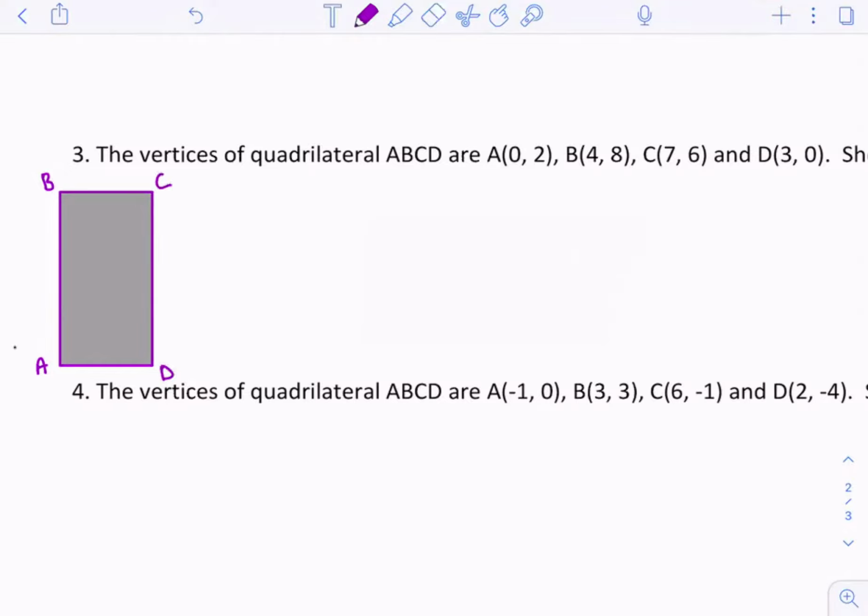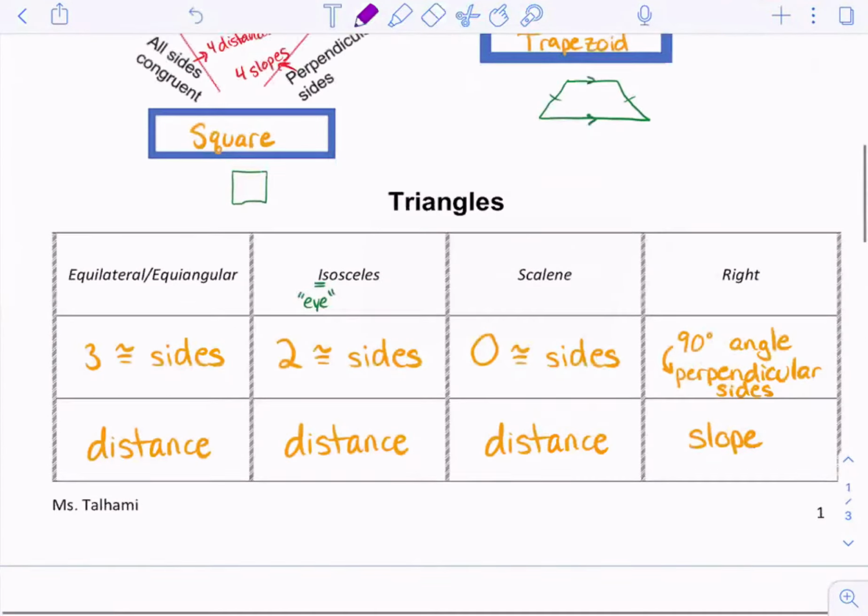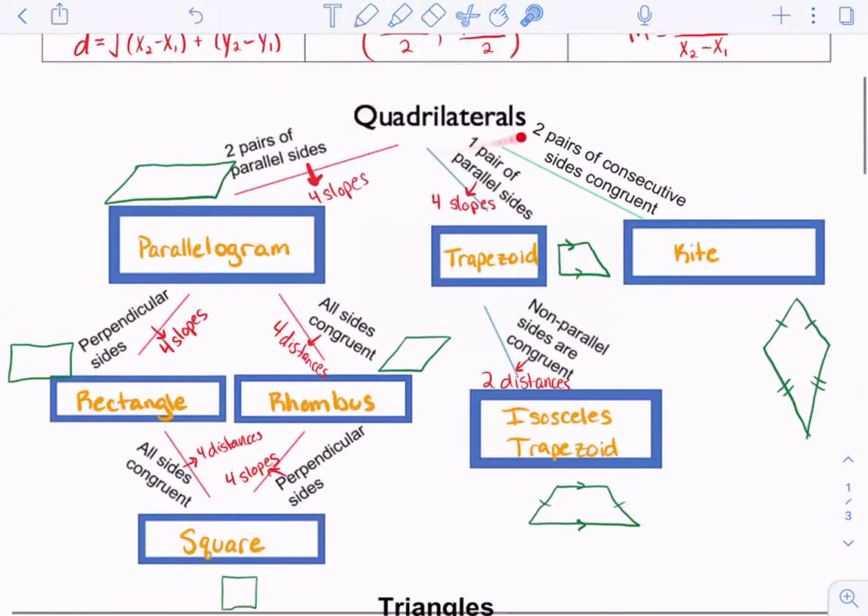So this coordinate is (0, 2). This coordinate here is (4, 8). This coordinate here is (7, 6). And this coordinate here is (3, 0). So if I need to show that it's a rectangle, I need to ask myself, what's the best way that I could prove it's a rectangle? Starting with the idea that I have a quadrilateral, I need to do 4 slopes to prove it's a parallelogram.